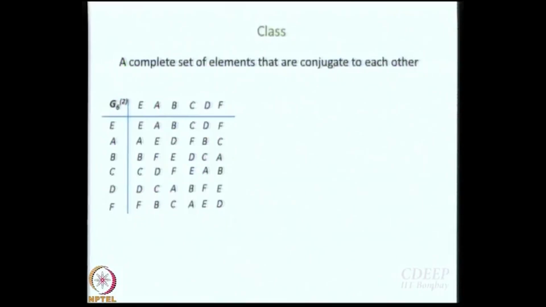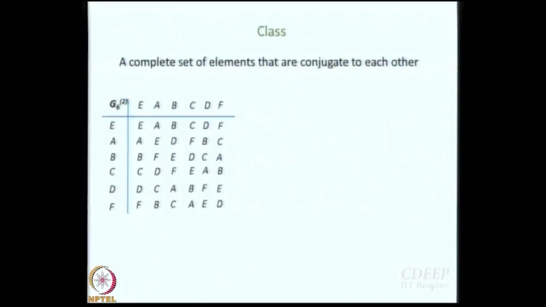And therefore, what we had stated to start with is proved: if A is conjugate with B and C, then B and C are conjugate with each other, right? Simple. Good. Now that we know a little bit about conjugates, let us talk about class.